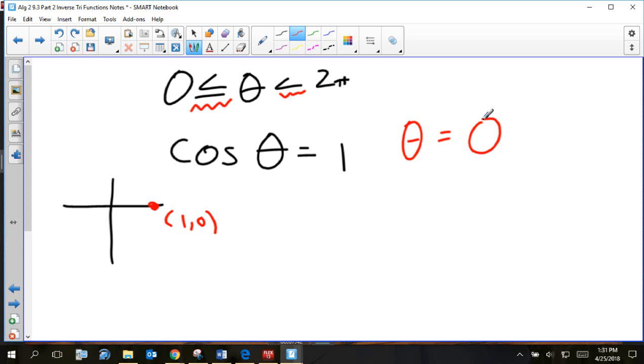So that's the only place. Yeah, we only have one answer, because what is it over here? What's the ordered pair over here? Negative 1, 0. So cosine would be negative 1 there. Here it's positive 1. So there's only one place where it's positive 1.